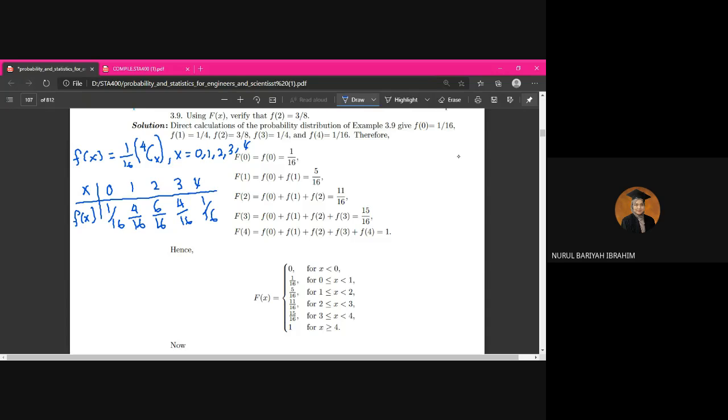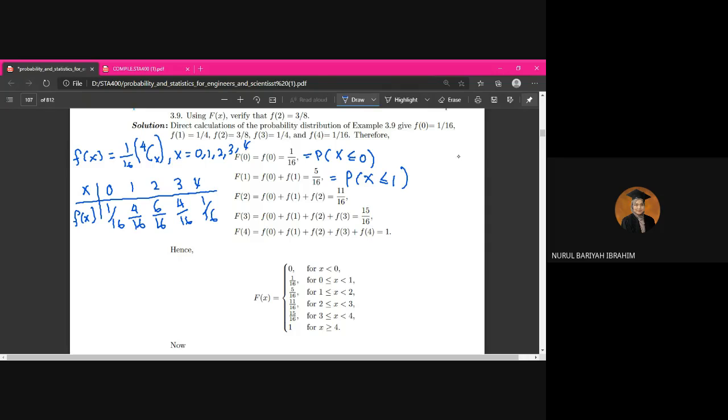So this is the PDF table. So from this PDF we can create the CDF, cumulative distribution table. So the first one, F(0), means the probability of x less than or equal to 0, which means this value 1/16. This one plus F(1), which means probability of x less than or equal to 1. So 0 and 1, we need just add these two. 1 plus 4 will be 5/16. Sama juga dengan yang lain-lain.